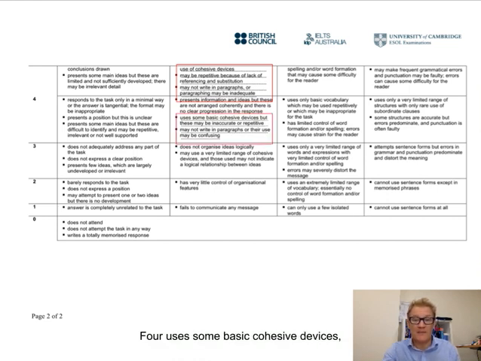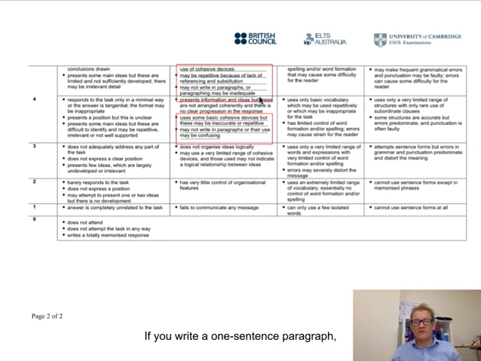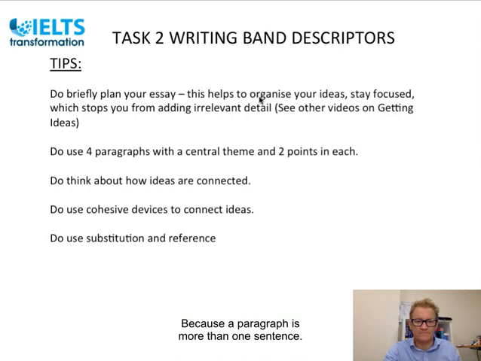4, uses some basic cohesive devices, but these may be inaccurate or repetitive, may not write in paragraphs, or their use may be confusing. So look at a 5 and a 4, may not write in paragraphs. So no paragraphs, automatically you're a 4 or a 5. If you write a 1-sentence paragraph, then you're a 5. You can't write a 1-sentence paragraph apart from in the conclusion, okay? Because a paragraph is more than 1 sentence.